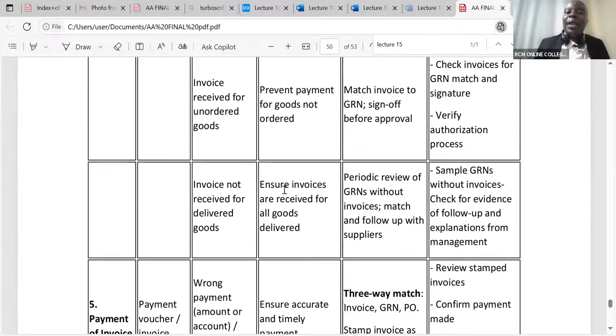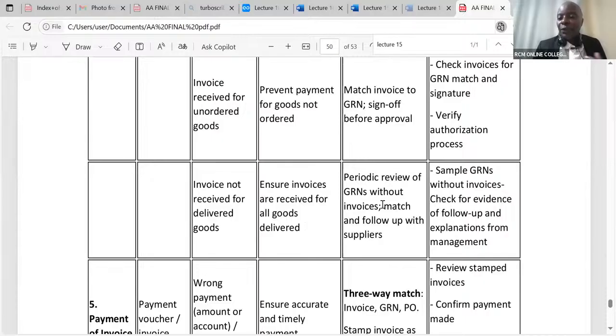Ladies and gentlemen, we have here another weakness. Invoice not received for delivered goods. So perhaps the supplier has just put in his materials there, his goods there, but he has not given you an invoice, which is also very bad because you'll be having cash flows in the bank and yet you're supposed to have paid. So then the control is to ensure invoices are received for all goods delivered.